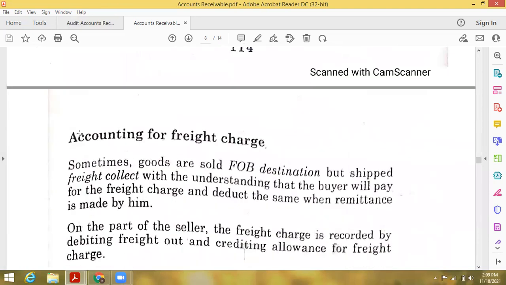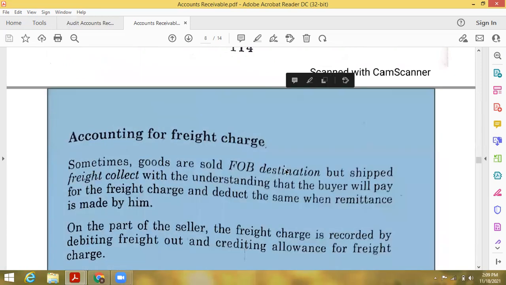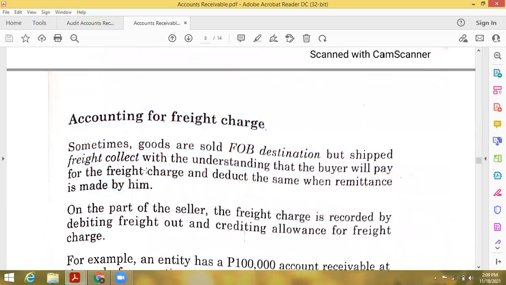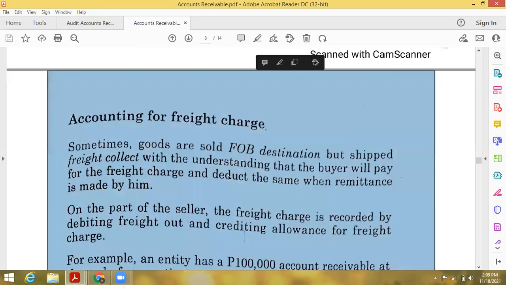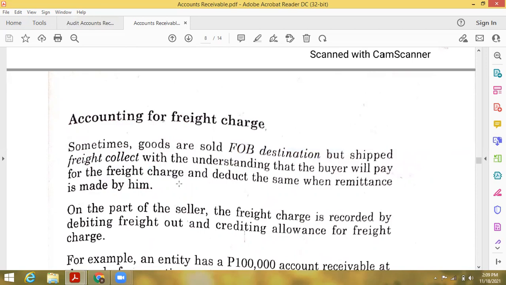So, accounting for freight charges, sometimes goods are sold at FOB destination but freight collect. So, pag ganun, dapat ang nangyari, kay seller yung delivery pero ang nagbayad ay si buyer, with the understanding that the buyer will pay for the freight charge and deduct the same on the remittance made by them. So, ganun ang mangyayari daw dito. Pag FOB destination and freight collect, kasi FOB destination, seller ang bahala sa delivery, pero ang nagbayad ay si buyer kasi freight collect. Pwede daw ibawas na ni buyer dun sa cost ng product na inutang niya. Okay?